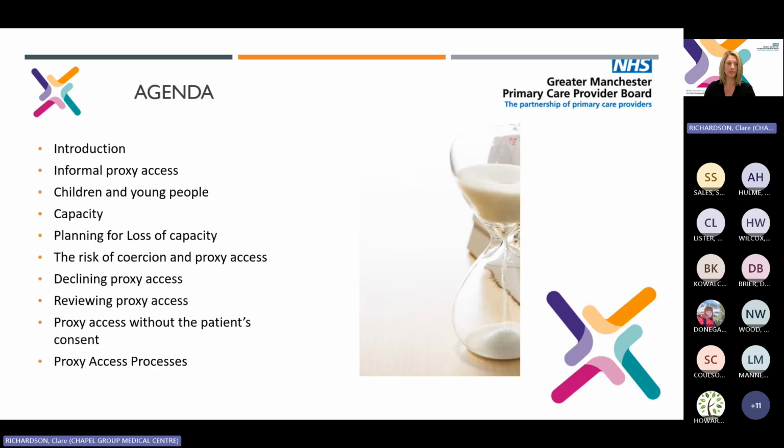Oh, okay. So this is the agenda for today. As you can see, there's quite a bit to go through, and there is a lot more to Proxy Access than you may realise. We'll go through each section in detail, but if at any point you have a question, please feel free to ask or pop something in the chat. I might not be able to answer your question straight away that's in the chat because I'll be going through the training, but whatever you put in there, I will answer.